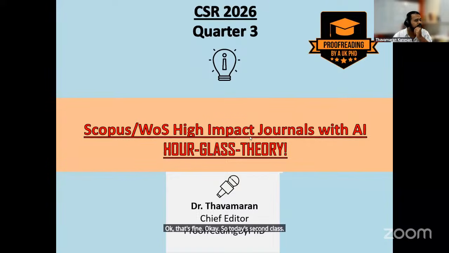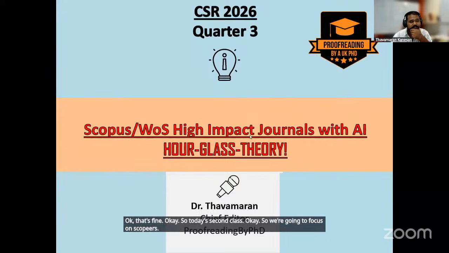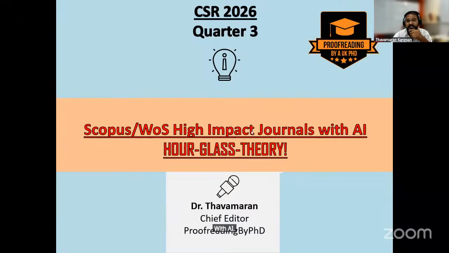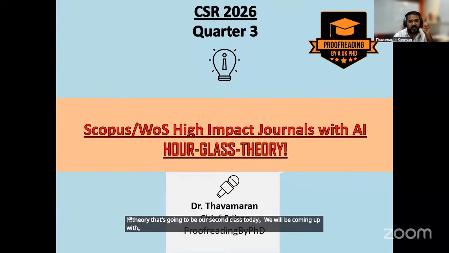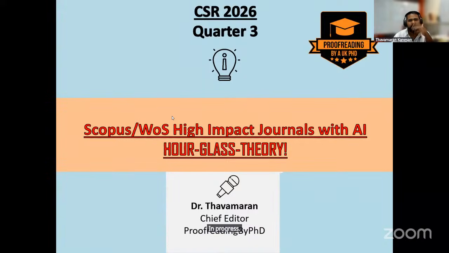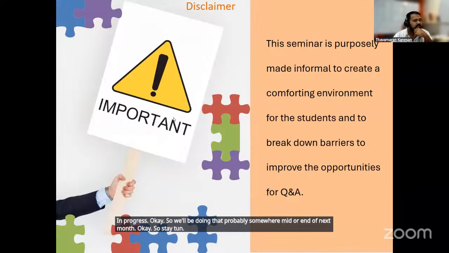Okay, so today's second class. We're going to focus on Scopus, Web of Science, high impact journals with AI and hourglass theory. That's going to be our second class today. We will be coming up with the part 2 class of yesterday's session very soon. I'm still designing the slides, literally in progress, so we'll be doing that probably somewhere mid or end of next month. So stay tuned.